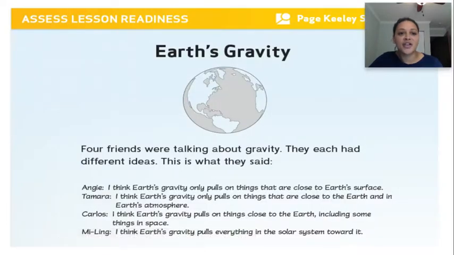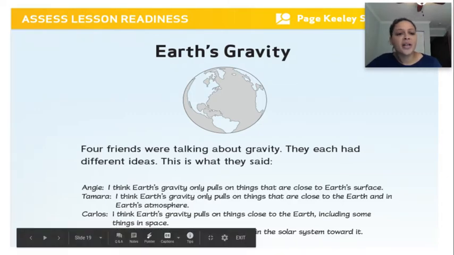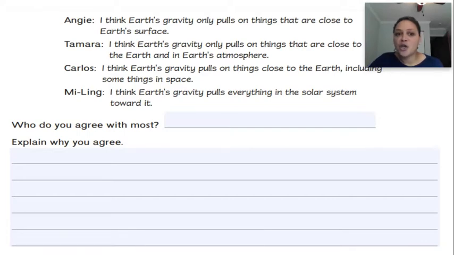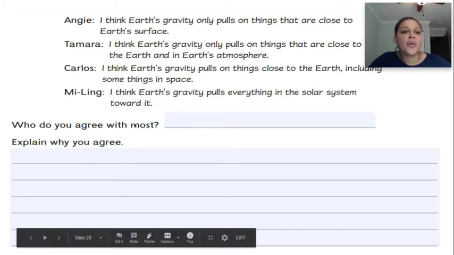All right, we're going to return to our Page Keeley probe, boys and girls. So in the beginning of the lesson, we picked a friend that we agreed with, and we tried to justify or explain why we agree with their thinking. And so let's take a look. Here's an opportunity for you to either adjust your thinking or be able to justify it a little bit better than in the beginning of the lesson based off of what you learned. So who do you agree with most?